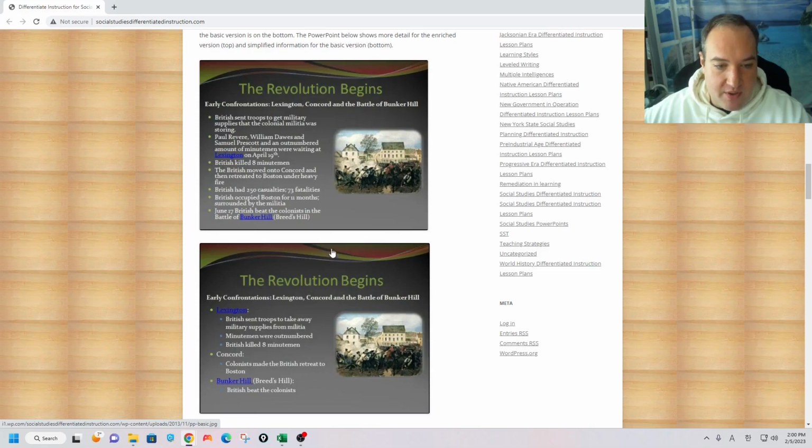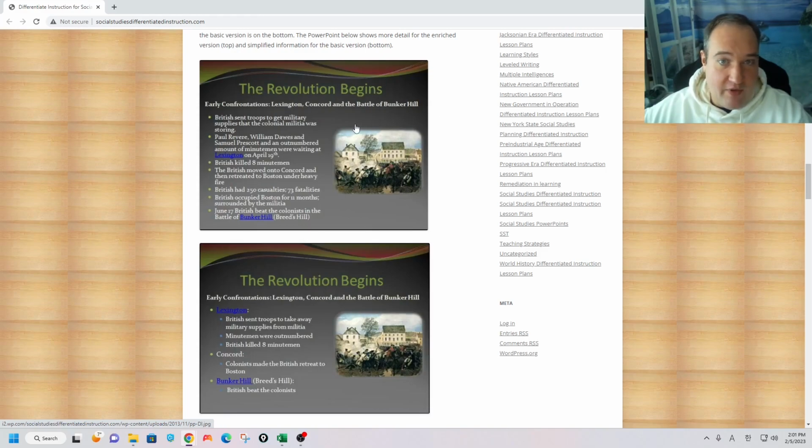But the difference here you'll notice is this is going to be for a higher level group, and this will be for a lower level group. So you notice that the wording and the details are a little bit different. The British had 250 casualties and 73 fatalities, whereas this one doesn't even have that, just that colonists made the British retreat. So this is a much more detailed account of the events. This just gives the general idea for kids that don't need to disseminate a lot of text.